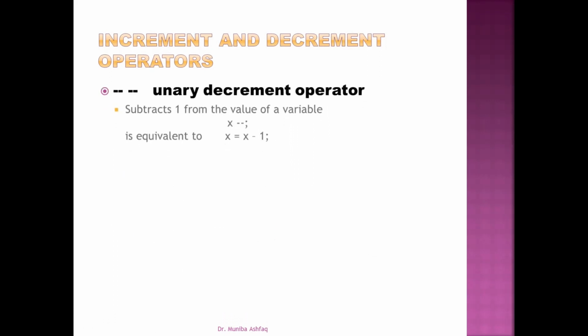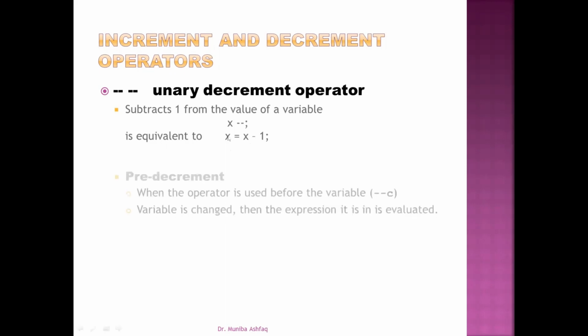In the case of the minus minus unary decrement operator, you have to subtract 1 from the value of a variable. Like x minus minus, what will happen in this case? Decrementation would happen. Decrement by 1, x equal to x minus 1. So it's going to subtract 1 from the previous value to modify its current value.